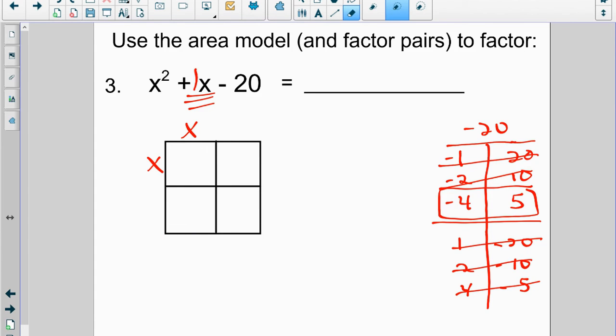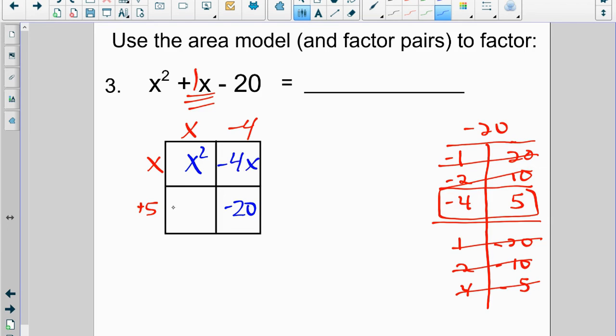Let me clear this off here. We had x squared in the first box, -20 in the last box. We are going to use a -4 and a +5 to get my product of -20. And then we check the actual area with those like terms box: -4 times x, and 5 times x. And when I combine like terms, that's going to add up to positive 1x, since 5 minus 4 is 1. So now I have the correct area, so it's modeling the actual problem.